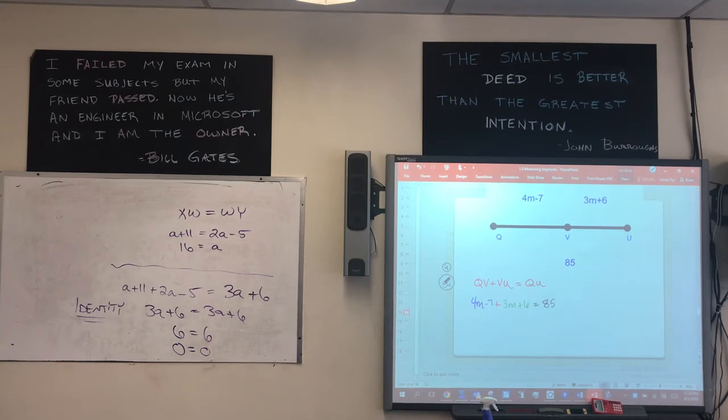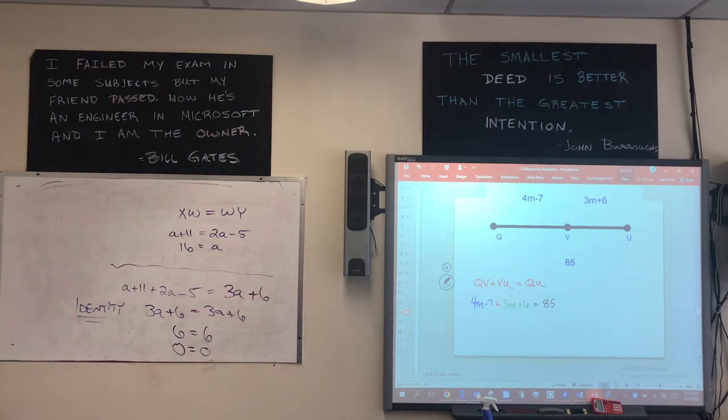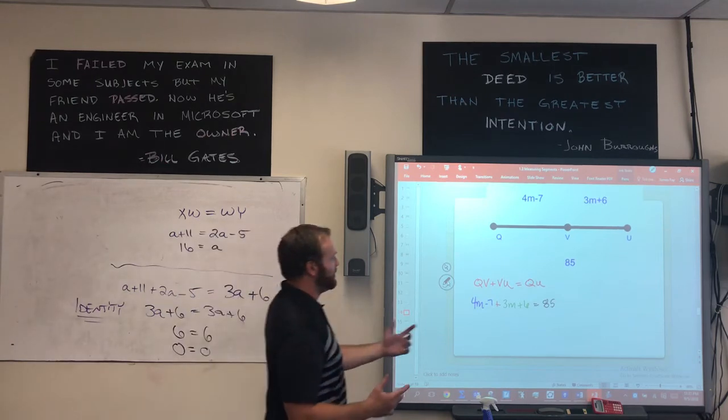But do you guys agree with what I have written up there in red, that QV plus VU equals QU? That's working left to right, starting at Q, walking to V, and then starting at V, going to U. If I add those two distances together, it should be the same as walking from Q straight through to U. Okay? So now I just start substituting. I'll try to color code things here a little bit.